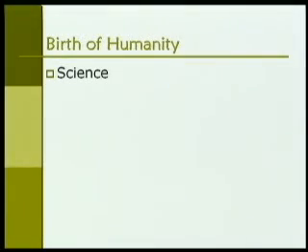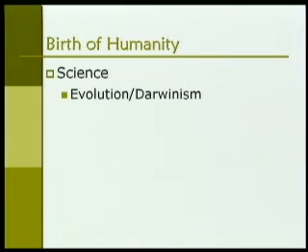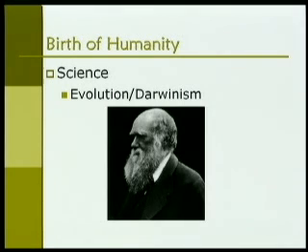Okay, now there's another source for us about the birth of humanity, and that is science, and how science talks about the rise of humanity. We call it evolution, or sometimes Darwinism, after Charles Darwin, the British biologist. So the Bible gives us its own view of the birth of humanity through Genesis. Science gives us the theory of evolution and Darwinism.